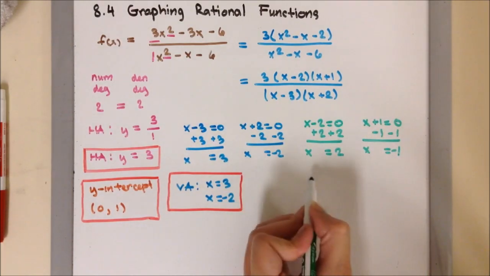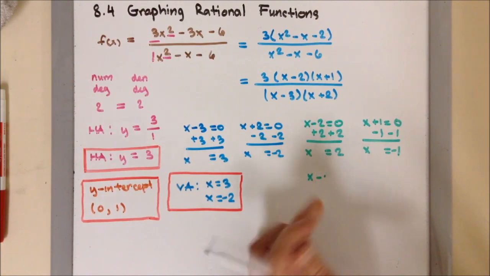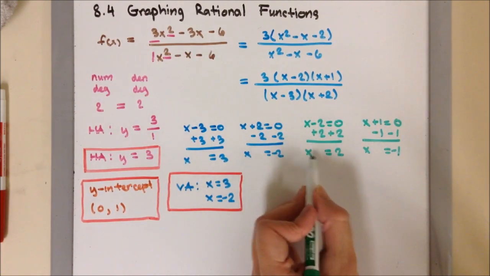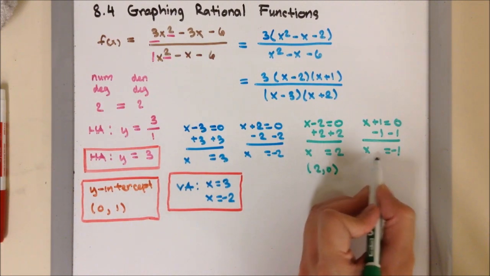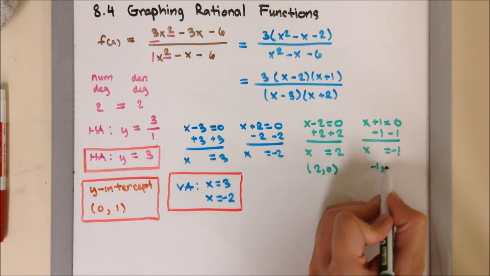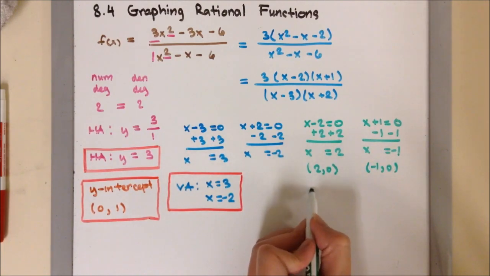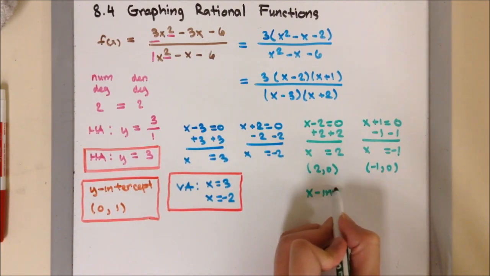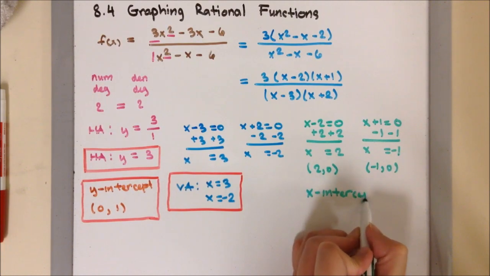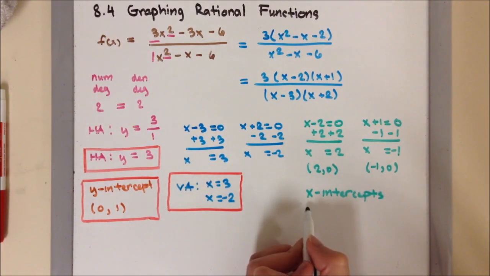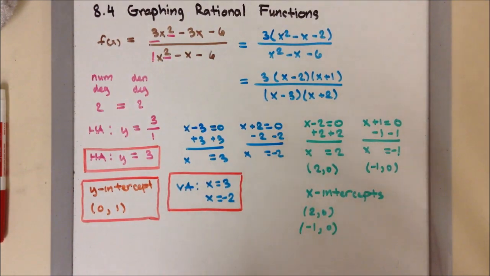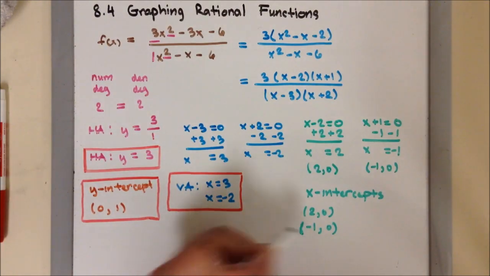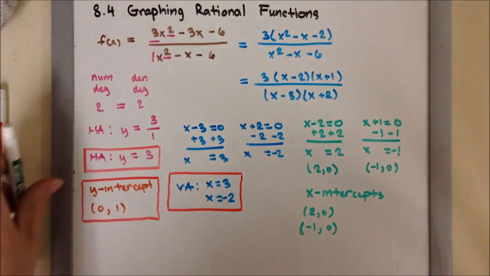So therefore, my x-intercepts, so before I write that out, if x equals 2, my coordinate point is 2, 0. If x equals negative 1, it will be negative 1, 0. So my x-intercepts will be 2, 0 and negative 1, 0. So let me write that in parentheses, and then let me box that up.